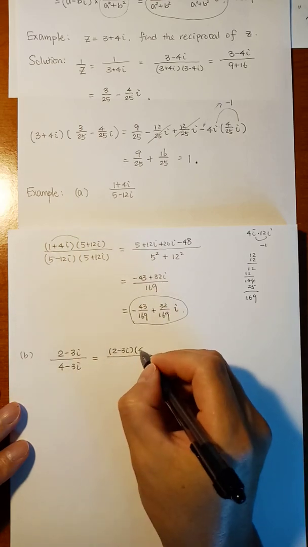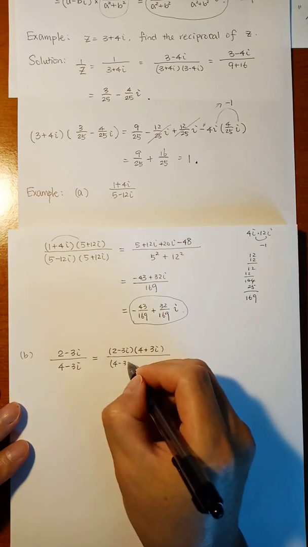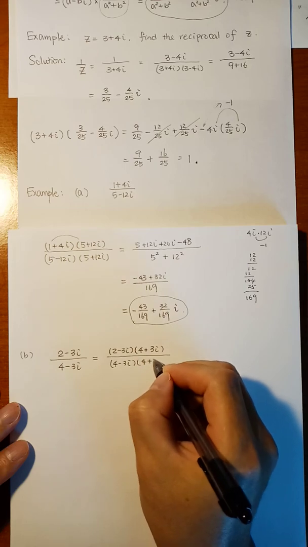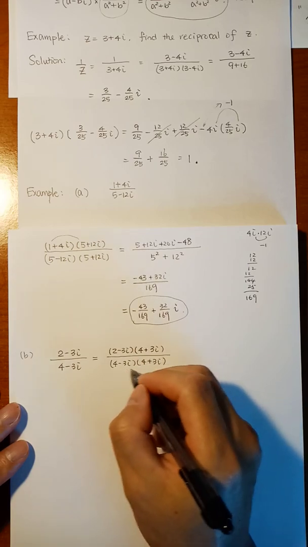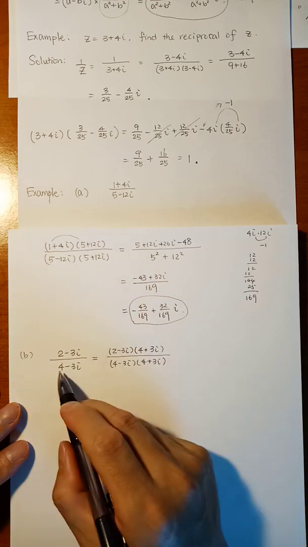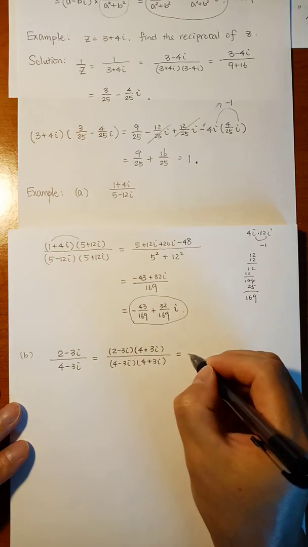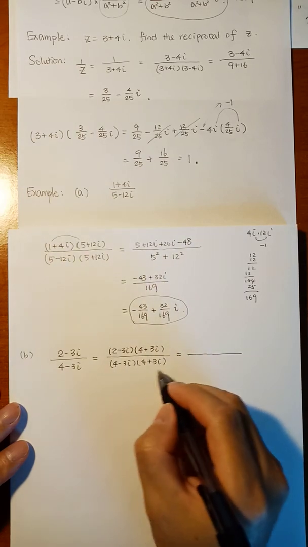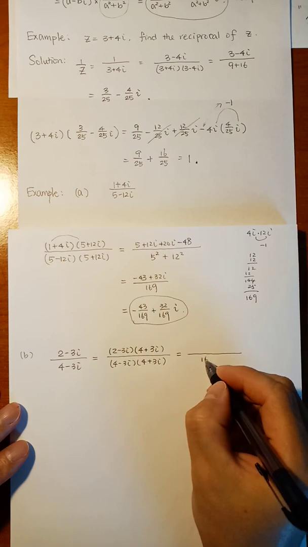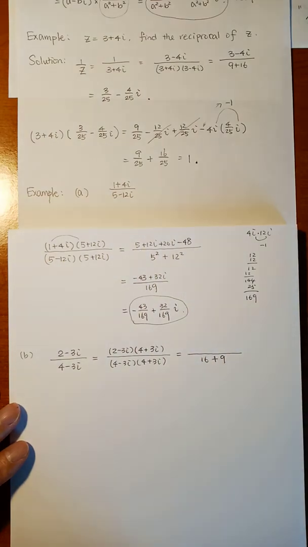So we multiply top and bottom by the conjugate of the denominator. Okay, here it's minus 3i, it becomes plus 3i. And then this becomes 4 squared plus 3 squared. A squared plus b squared, it's always a squared plus b squared. It's a sum of two positive numbers.